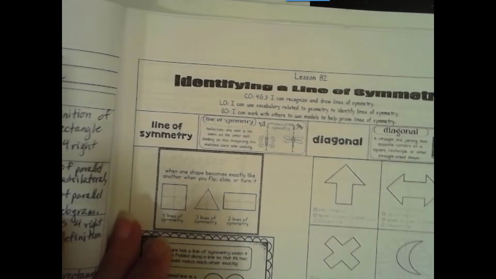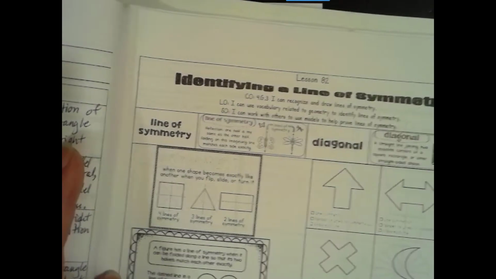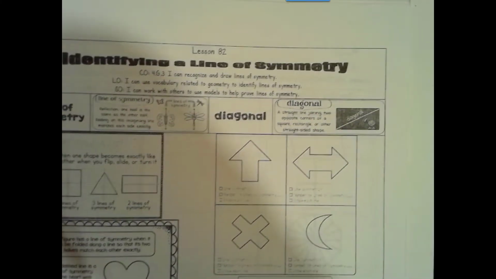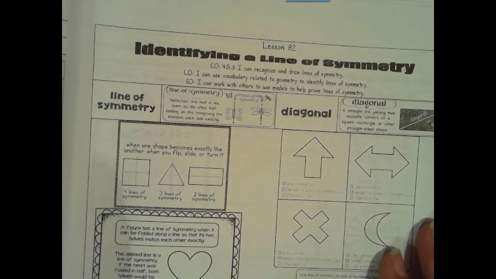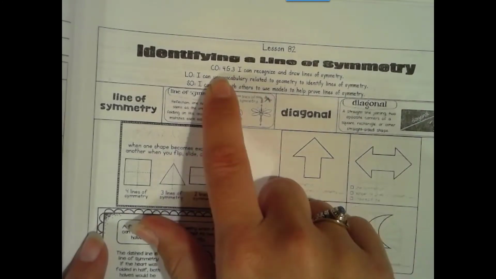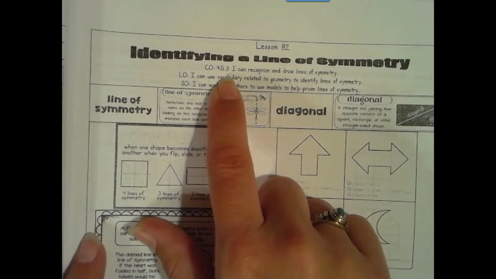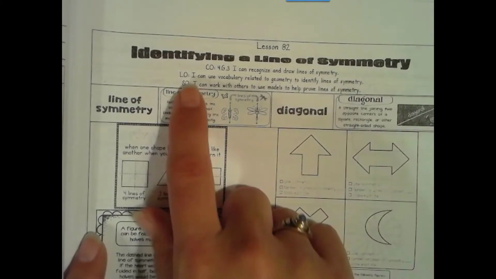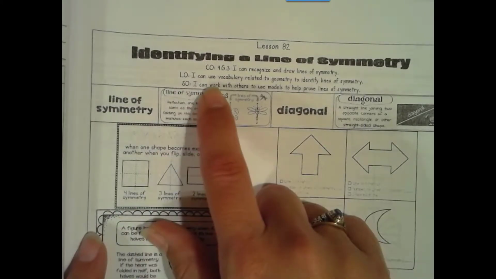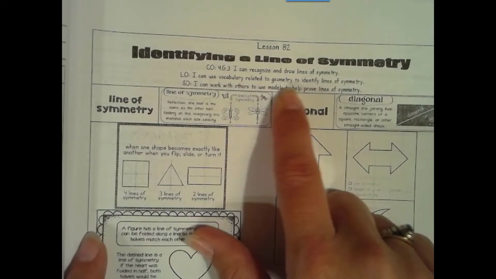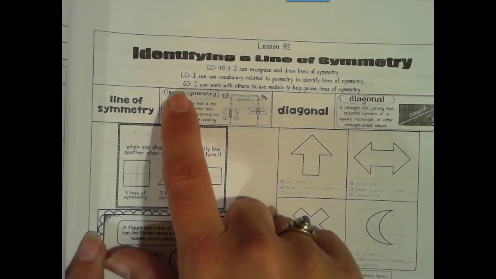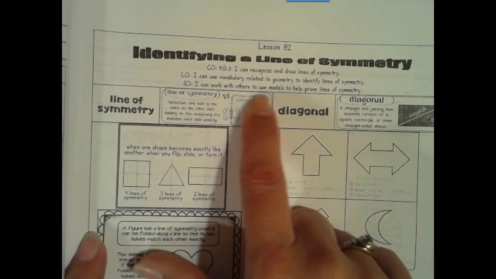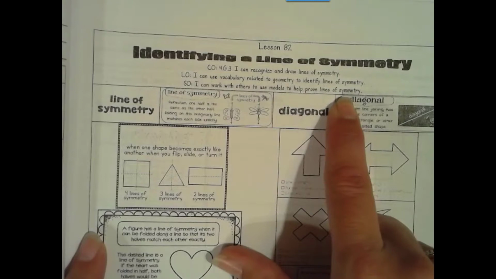All right, we have our content objective here. Let me get this moved over a little bit. There we go. So our content objective for 4th grade Geometry 3: I can recognize and draw lines of symmetry. Language objective: I can use vocabulary related to geometry to identify lines of symmetry. Social objective: I can work with others to use models and help prove lines of symmetry.